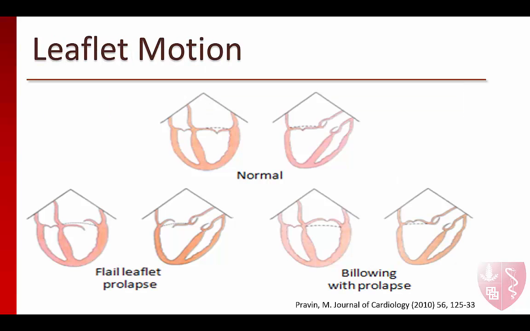Let's define a couple of terms used to describe leaflet motion in mitral valve pathology. Billowing occurs when part of the valve leaflet extends into the atrium during systole, but the coaptation point is below the level of the mitral annulus. Prolapse refers to displacement of the mitral leaflet tip into the atrium, such that leaflet coaptation occurs above the level of the annulus during systole. Flail refers to a leaflet edge that flows freely into the atrium during systole.